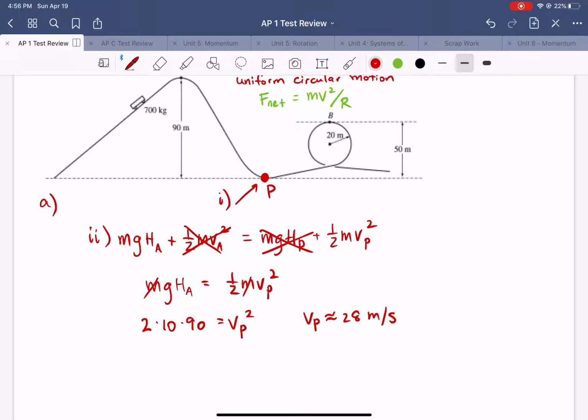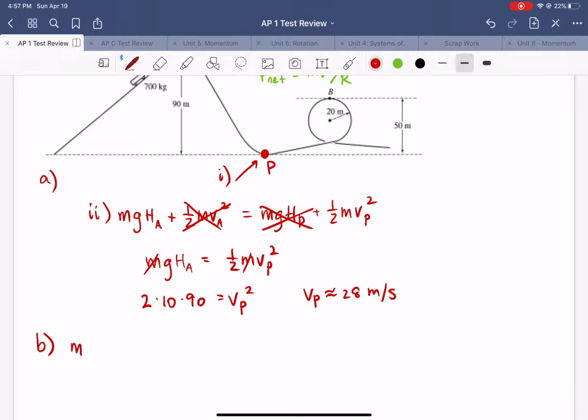Part B wants us to calculate the speed at point B. This is going to be done exactly the same way. We're just going to use B instead of P on the right-hand side of the equation. So here's our potential energy at A again. I'll go ahead and leave out the second term because we know the kinetic energy is 0 at A. At point B, we're going to have some gravitational potential energy and also some kinetic energy.